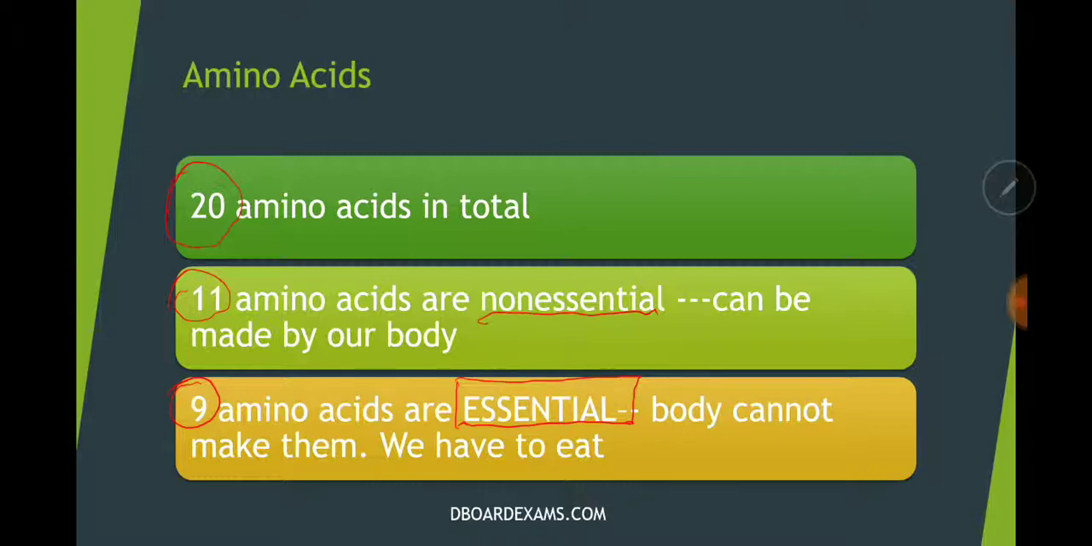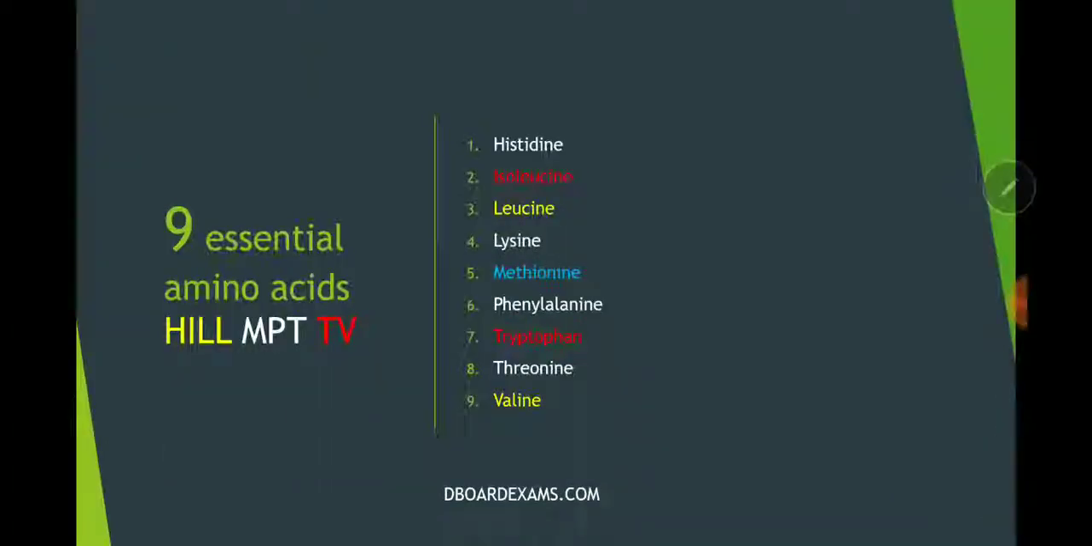Just remember, the total is 20 amino acids, as most of you already know. 11 out of 20 are non-essential and 9 out of 20 are essential amino acids. So, 9 essential amino acids.